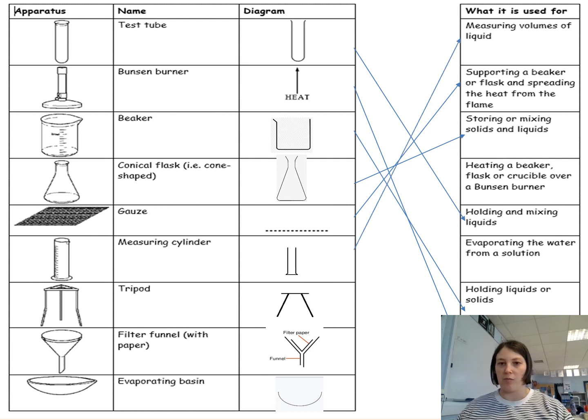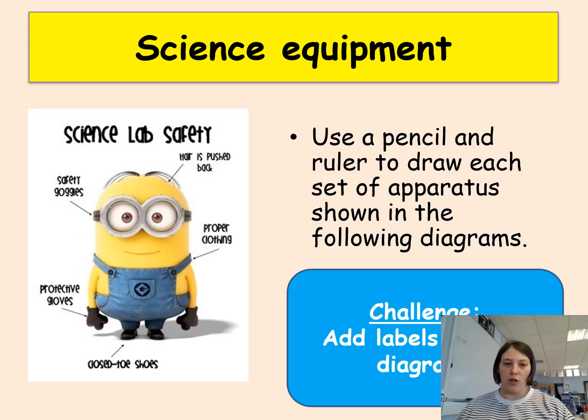Measuring cylinder, it measures volumes of liquid. Tripod, heating a beaker, flask, crucible over a Bunsen burner. Filter and a funnel separates an insoluble solid from a liquid, and an evaporating basin evaporating the water from the solution. Okay, let's get into why we use each one.